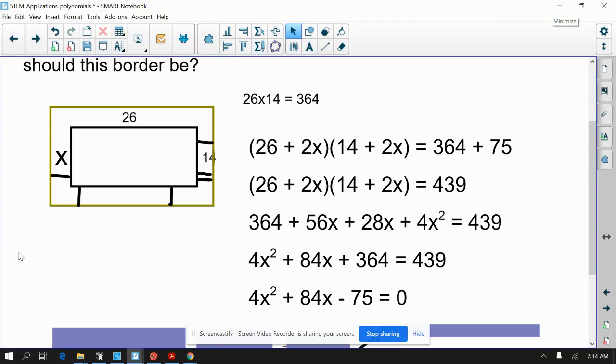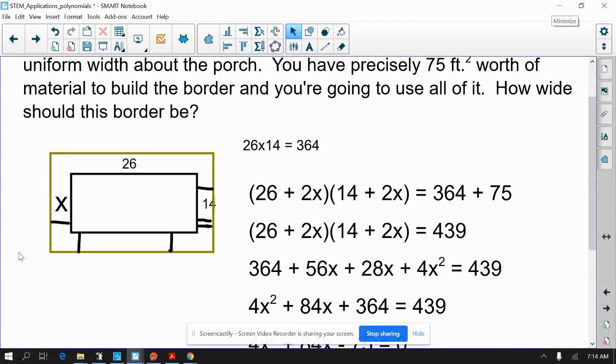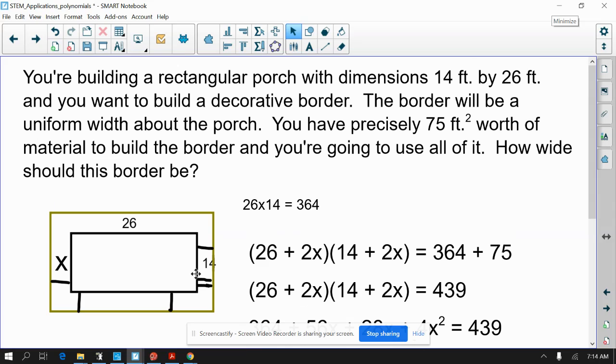Hello, everybody. This is the problem that we left off on Friday. We want to build a rectangular porch, and we know that the dimensions of that porch will be 14 by 26. So automatically I'm drawing a picture. The black rectangle is that porch.